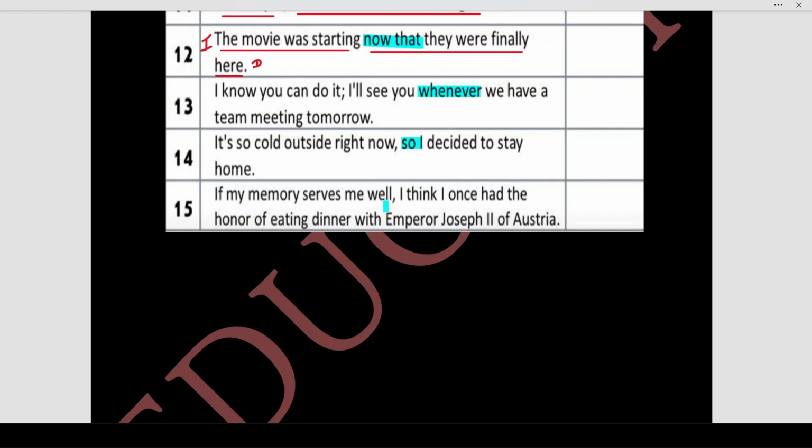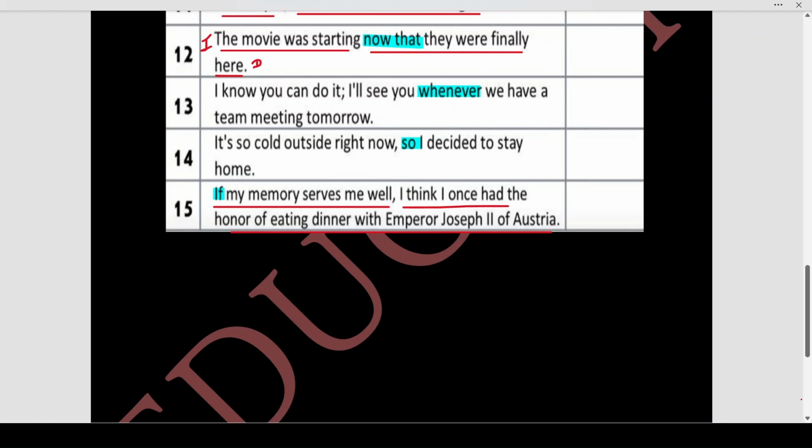If my memory serves me well, I think I once had the honor of eating dinner with Emperor Joseph II of Australia. "If my memory serves me well." Because this part of the sentence is the dependent clause. On its own, it doesn't make any sense. But if you add it to the independent clause, "I think I once had the honor of eating dinner with Emperor Joseph II of Australia," it makes complete sense. Okay, students.